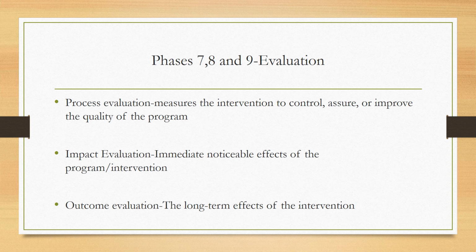Phases 7, 8, and 9 deal with the evaluation. First of all, you do phase 7, which is the process evaluation. You measure the intervention to control, assure, or improve the quality of the program. Phase 8, you do impact evaluation to be able to identify immediate noticeable effects of the program or intervention. And the 9th phase helps you to look at the outcome evaluation that would basically consider the long-term effects of the intervention program.